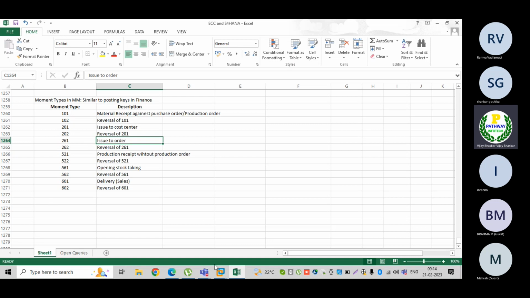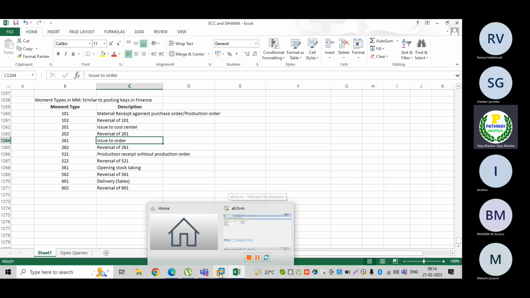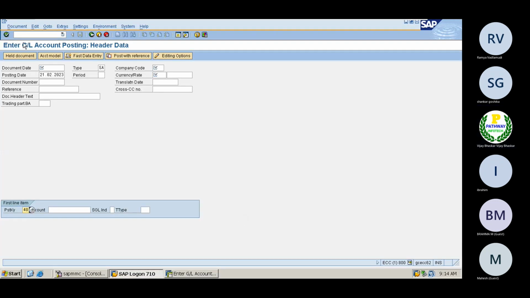What transaction keys are there? Let me show you. This is the place where you need to know the integration is going to happen. Transaction code OBYC, where MM and FI integration happens. The transaction code is OBYC. I will write it over there.